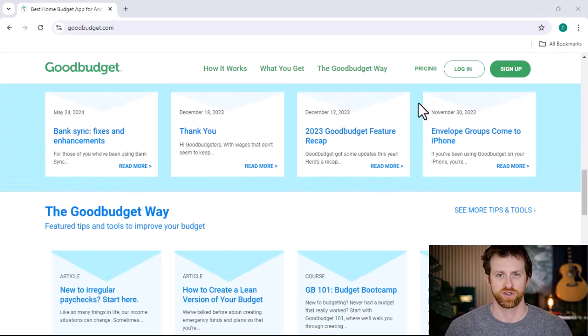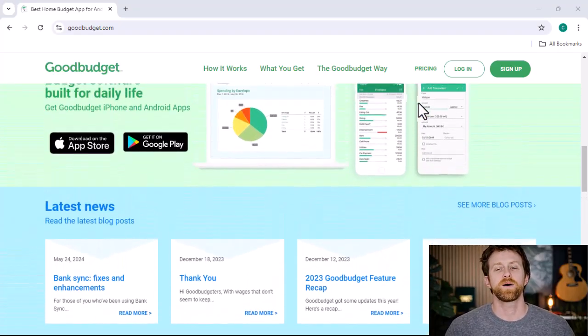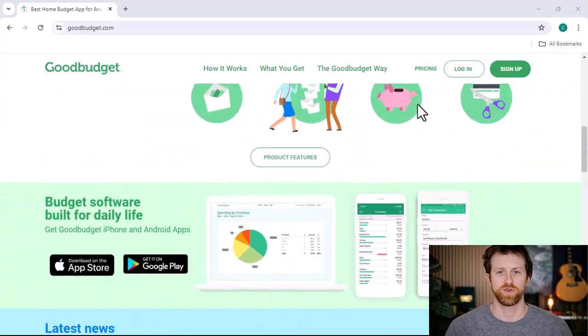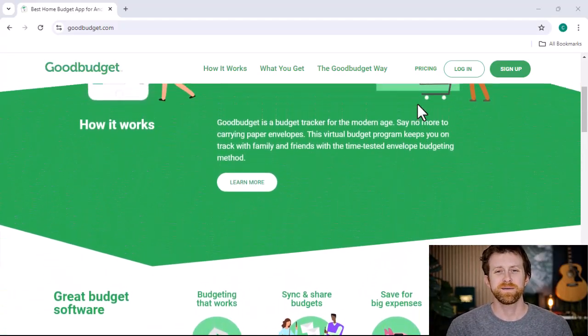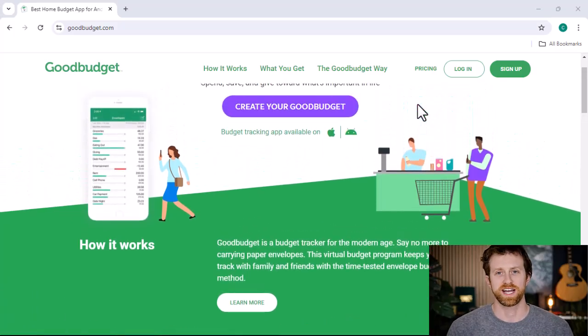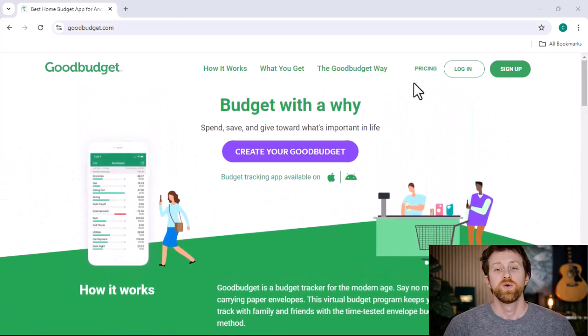For regular monthly bills and irregular expenses like annual subscriptions or car insurance, Goodbudget allows you to set up specific envelopes to save money gradually over time. This prevents unexpected costs from disrupting your monthly cash flow.